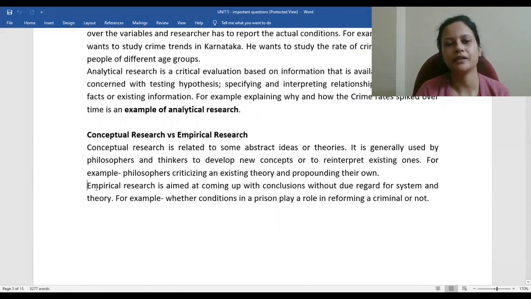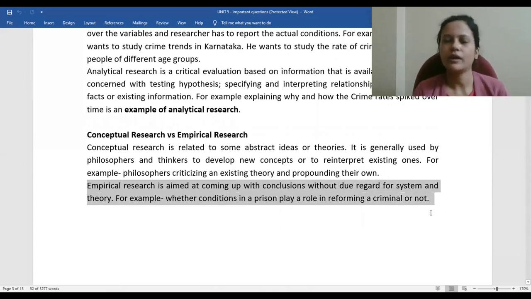Okay, next one is empirical research. Empirical research is aimed at coming up with conclusions without due regard for system and theory. For example, whether conditions in a prison play a role in reforming a criminal or not. So what is empirical research? Like I said, maybe I have enough time to do research on child labor. And what I did is I visited all the police stations in a state. It might be Karnataka. Okay.